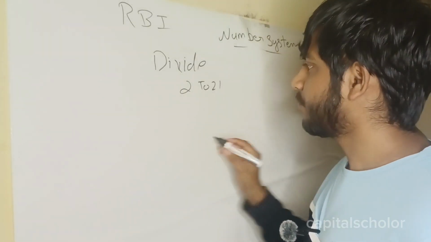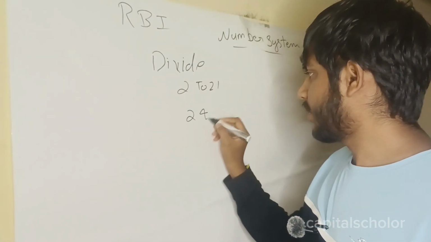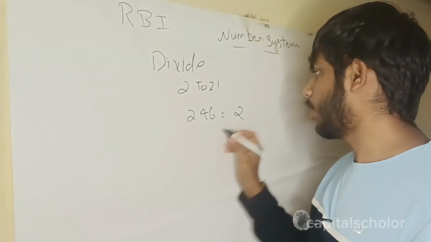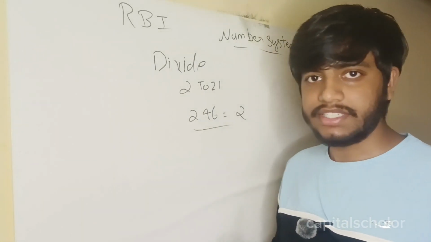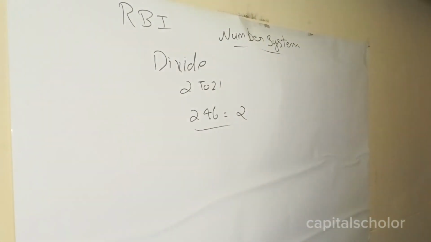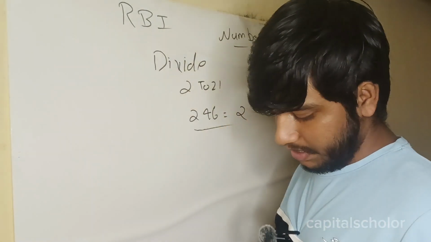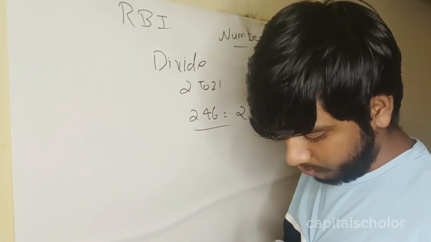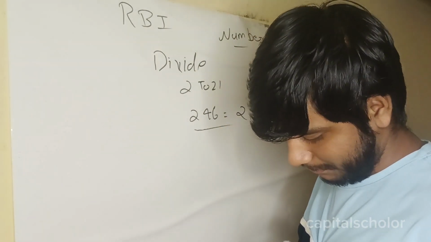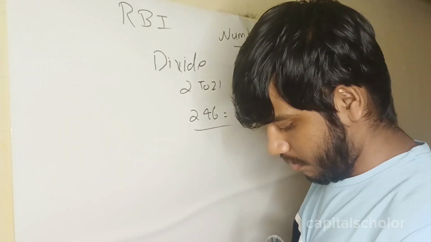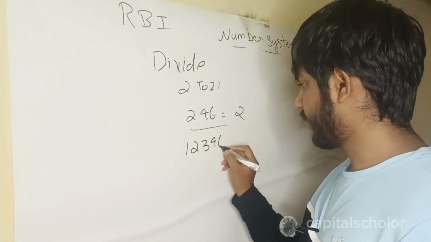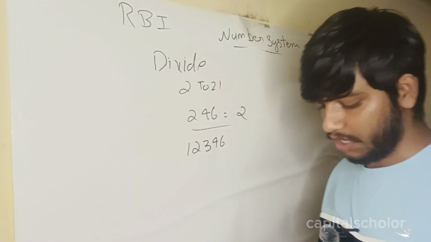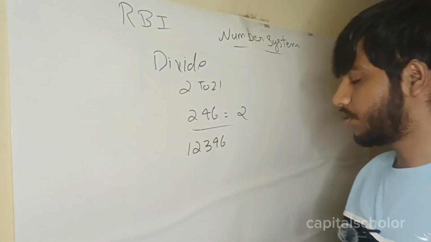For example, 246 is divisible by 2. How? Of course, for small numbers we can easily understand it is divisible by 2. But for big numbers like 2, 3, 4, 5, 6, is it divisible by 6? How can you know it is divisible by 2?